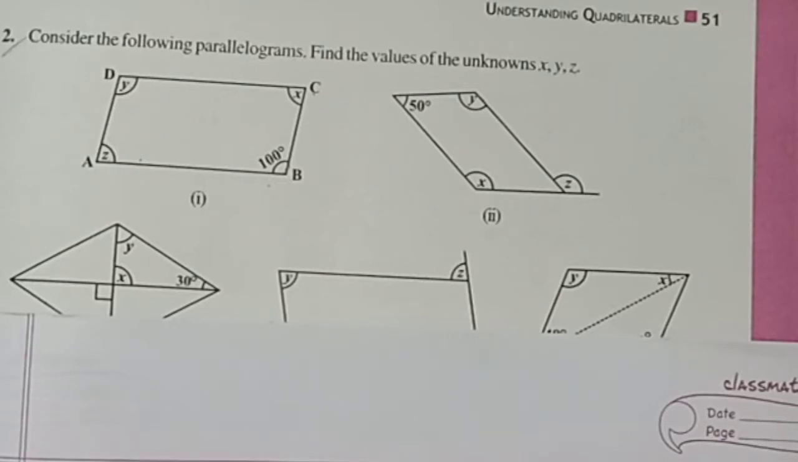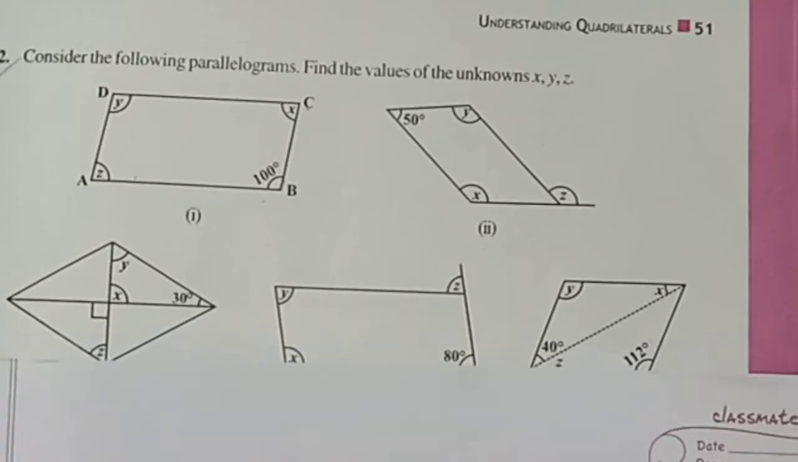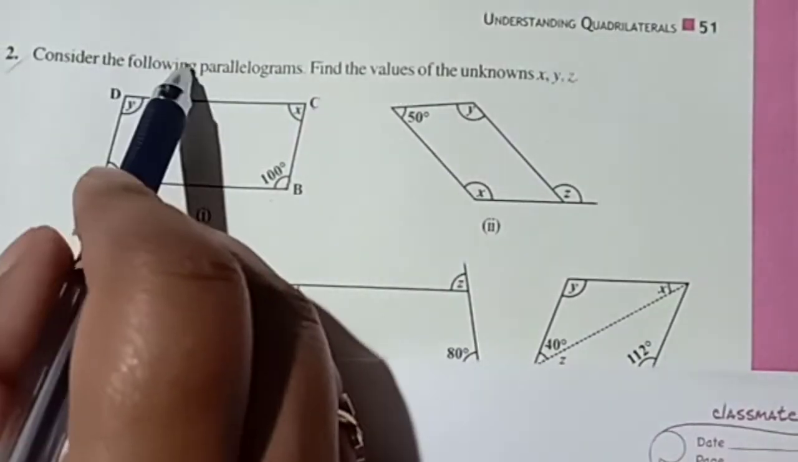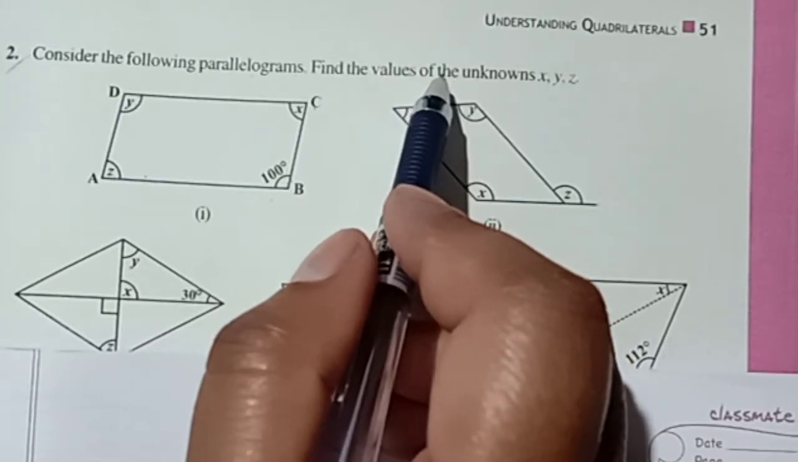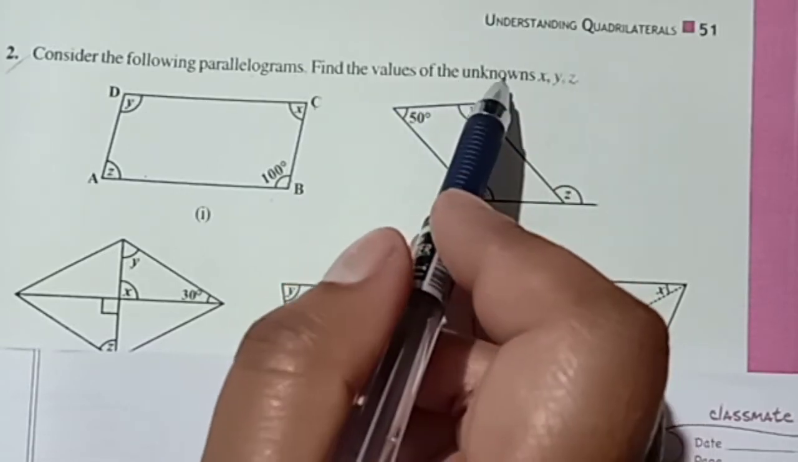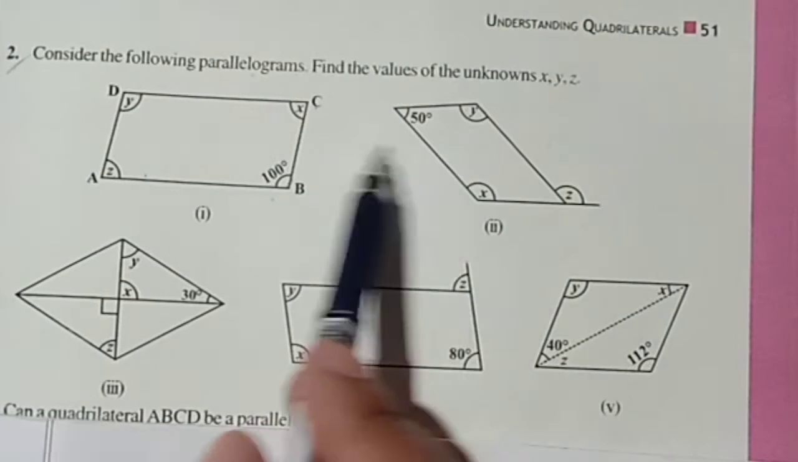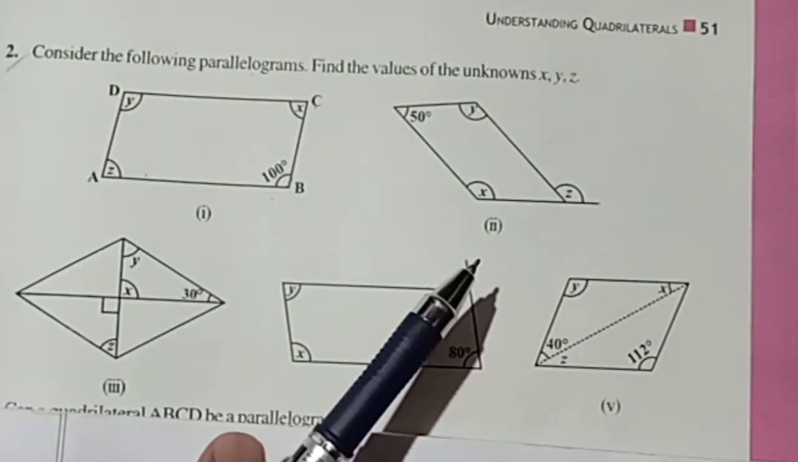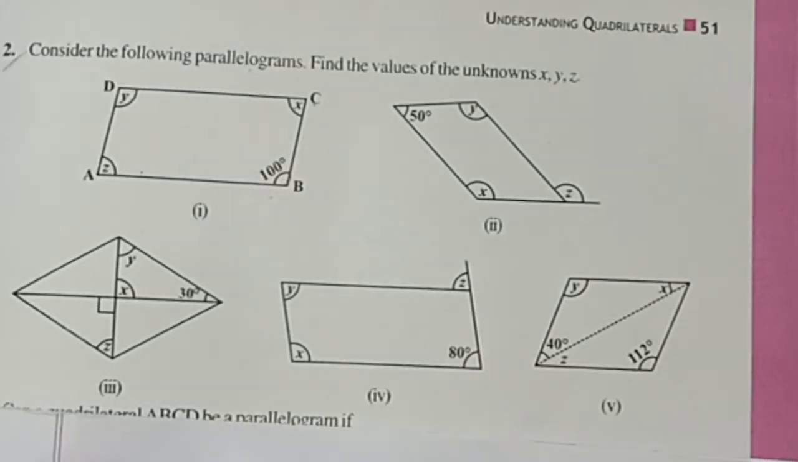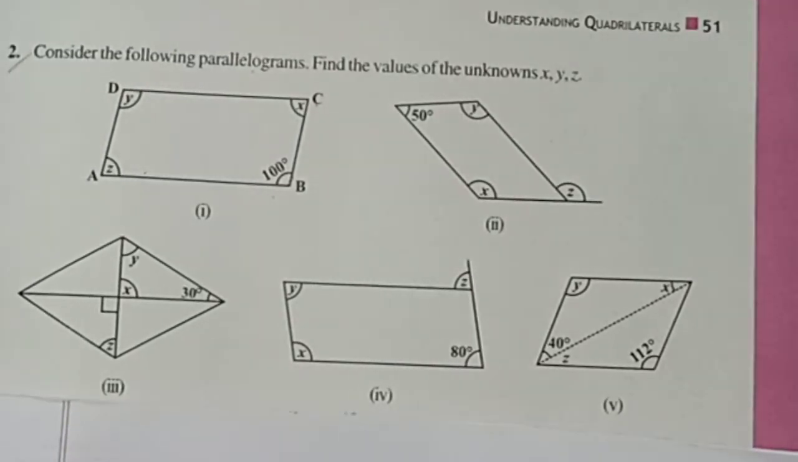Hello students, I am going to continue exercise 3.3, question number 2. Consider the following parallelograms. Find the values of unknown x, y, z. These are the 5 figures given, and we have to find the values for x, y and z with the help of different properties of a parallelogram.